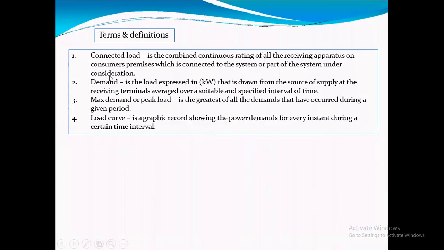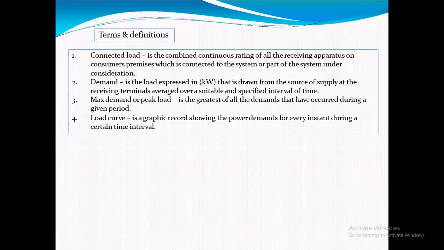Terms and definitions: connected load is the combined continuous rating of all receiving apparatus on consumer premises which is connected to the system or part of the system under consideration. This is the connected load which is connected to the national grid, the local grids, or the substation. Demand is the load expressed in kilowatts. Demand is always in kilowatts. This is the real power. This is not apparent or reactive power.